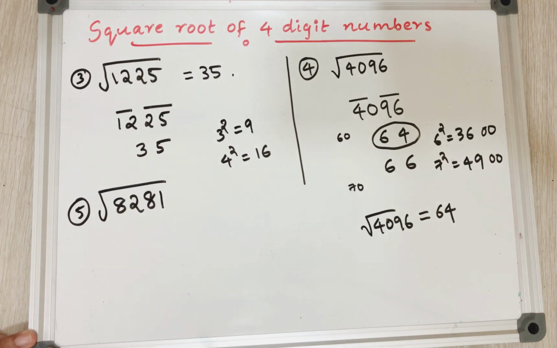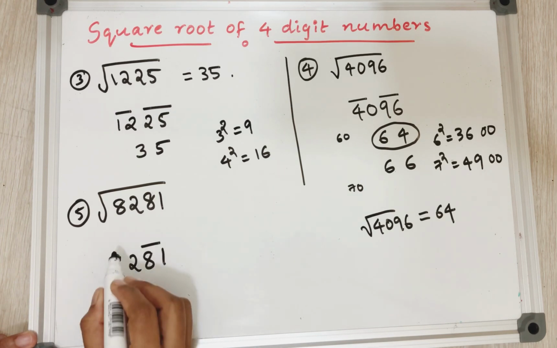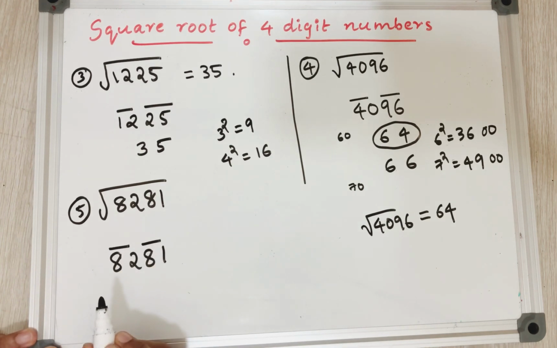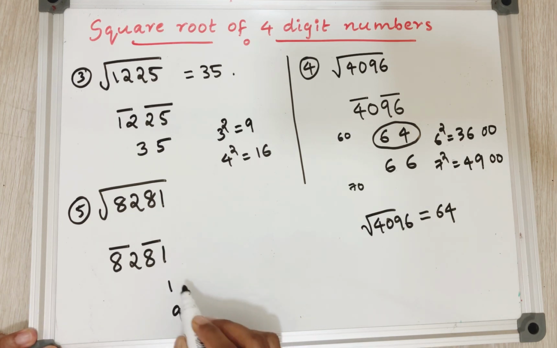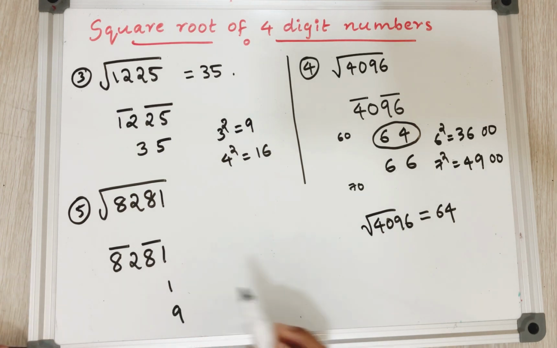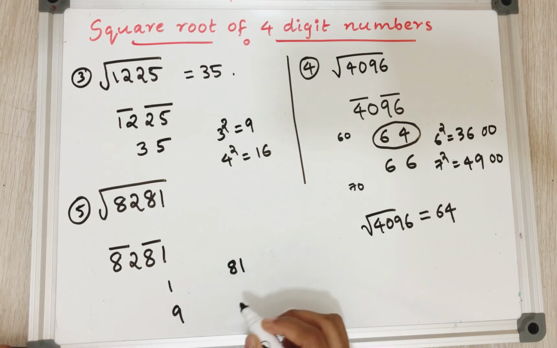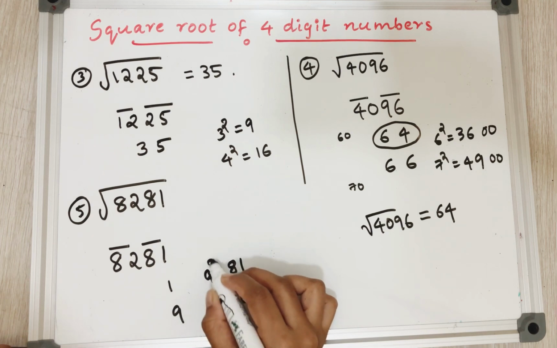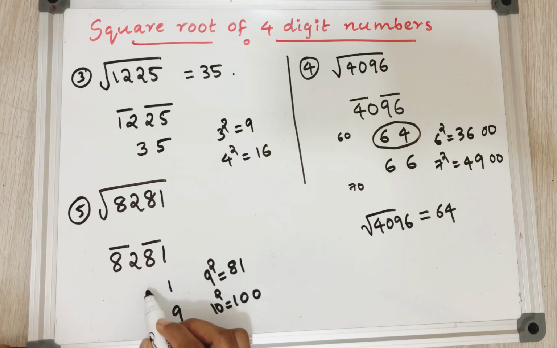8281. See, 8281. We can pair the last two digits and the first two digits together. Now, here the square ends with a 1. Therefore, we have two possibilities, either 1 or 9. Square of 1 is 1. Square of 9 is 81. Both end with a 1. So, we have two possibilities. Next, consider 82. 82 lies in between perfect squares 81 and 100, or 9 square and 10 square. Now smallest is 9, choose 9.